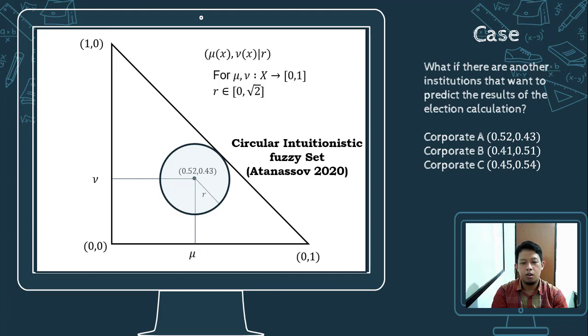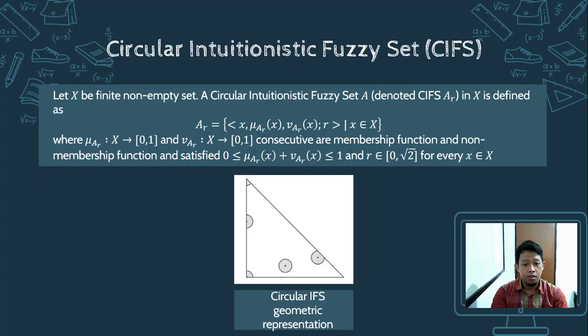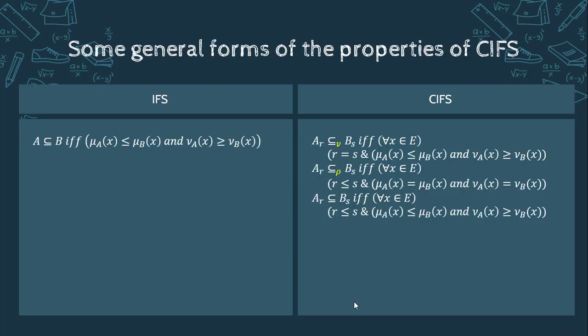This set is called the circular intuitionistic fuzzy set, defined by Atanassov in 2020. So this is the definition of the circular intuitionistic fuzzy set, or CIFS. Some general forms of the properties of CIFS: the left side is the operation in IFS, and the right side is the operation in CIFS.